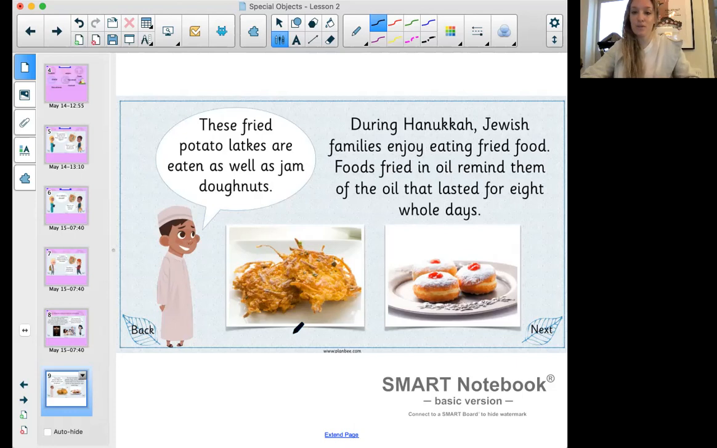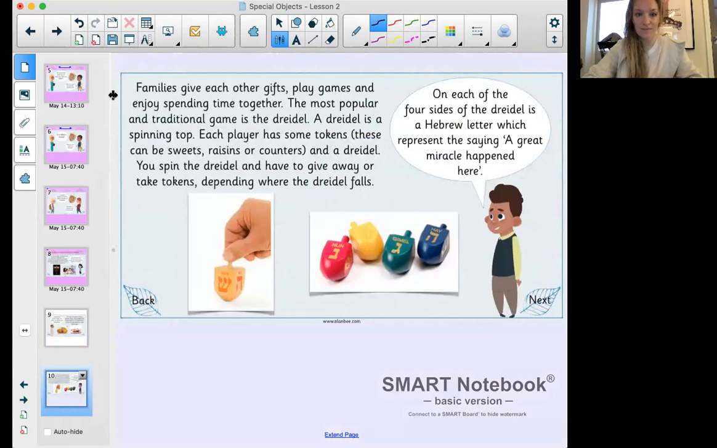During Hanukkah, Jewish families enjoy eating fried food. Foods fried in oil remind them of the oil that lasted for 8 whole days. And these are some lovely jelly donuts called sufgiot. And you might have had them before, maybe not for Hanukkah, but they're filled with jelly and they're really yummy as well. So lots of good foods at Hanukkah.